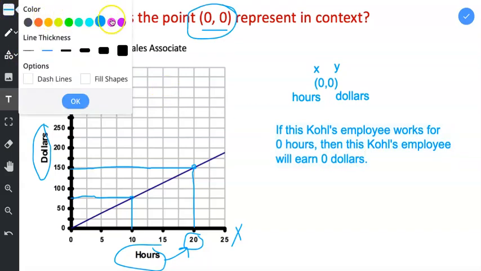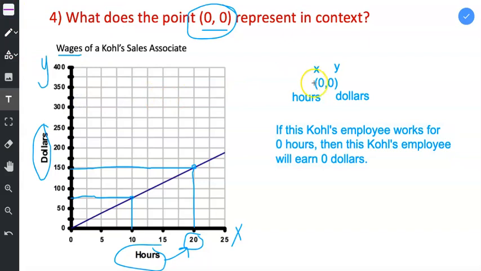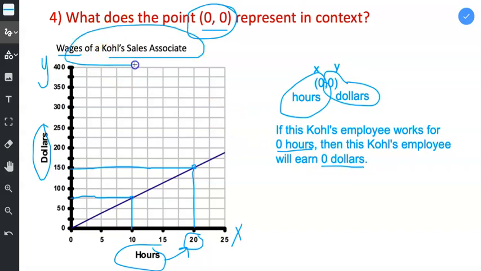And this sentence explains what 0, 0 means in context. I included, oh, let me go to Scribble, sorry. I included 0 hours right here, and I included $0 down here, and I used the title to make it specific to this graph in particular. So hopefully that will help you when you're writing your sentence to make sense of a coordinate.